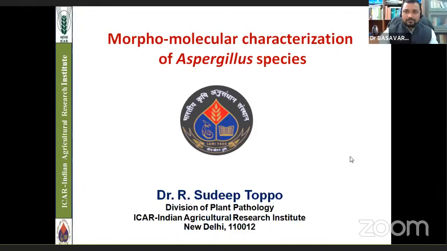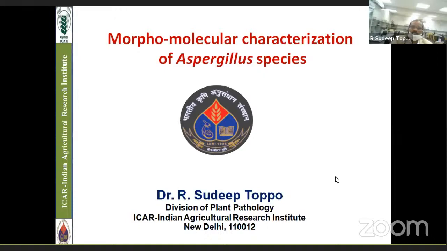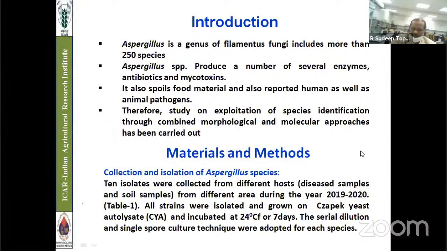Good afternoon, Chairperson. My topic is morphological and molecular characterization of Aspergillus species. The genus Aspergillus has a wide economic and social impact, and is capable of producing mycotoxins, industrial enzymes, and citric acid. So I have attempted to identify Aspergillus up to the species level by combined molecular and morphological analysis.